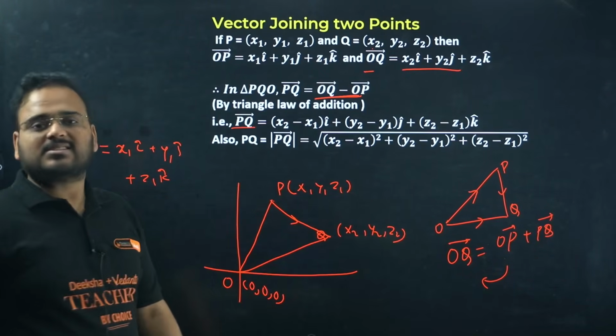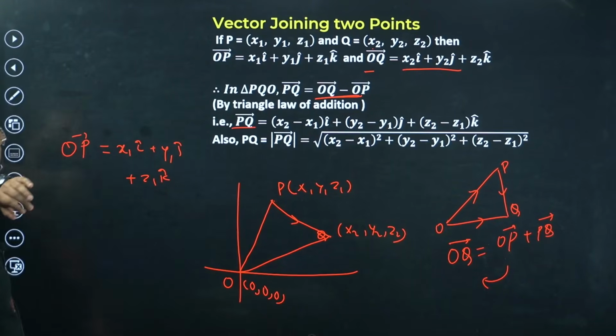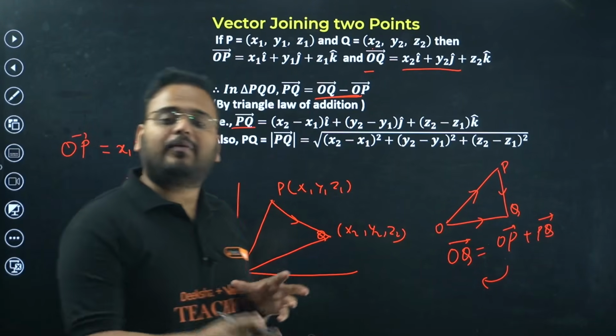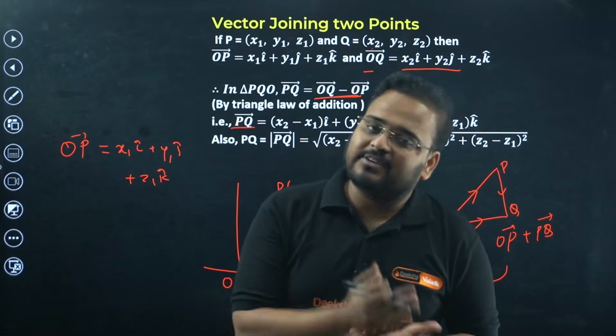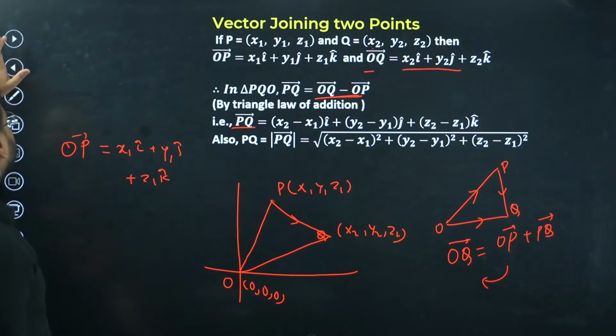And how do you find the modulus? By taking the square of the components and the square root of the sum. Okay, done. A simple concept of how to find the magnitude as well as the exact vector using two given points with the triangle law of addition.